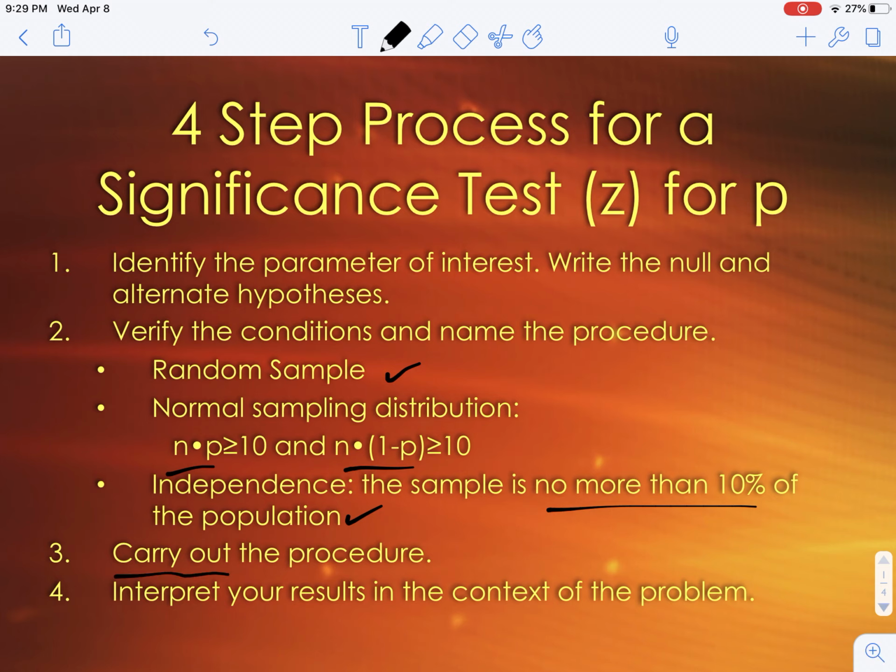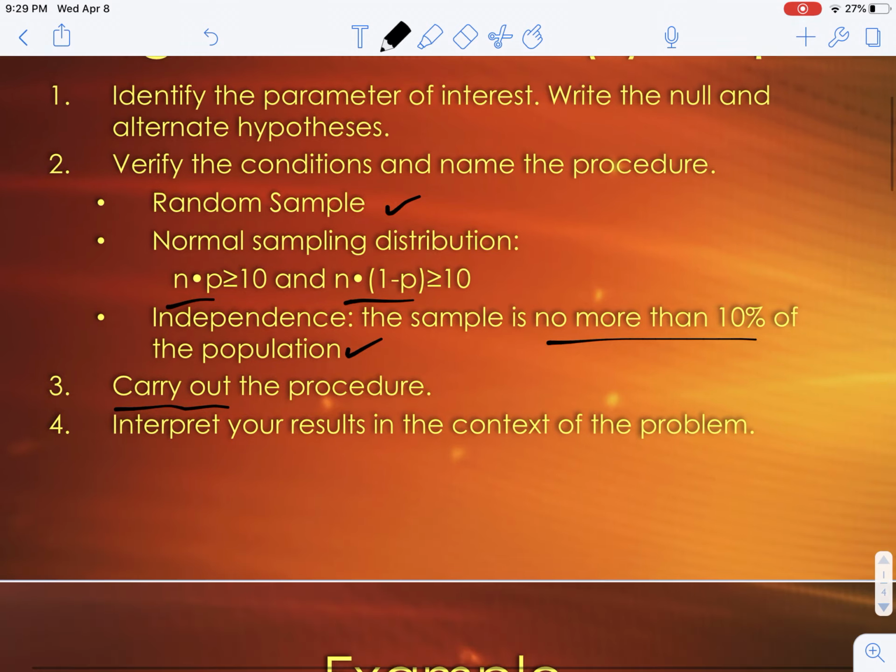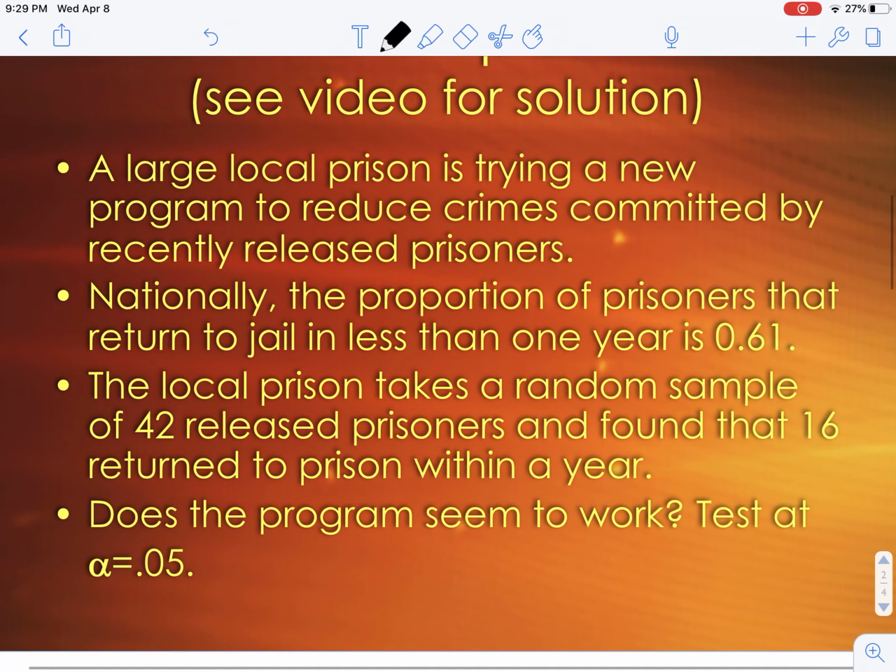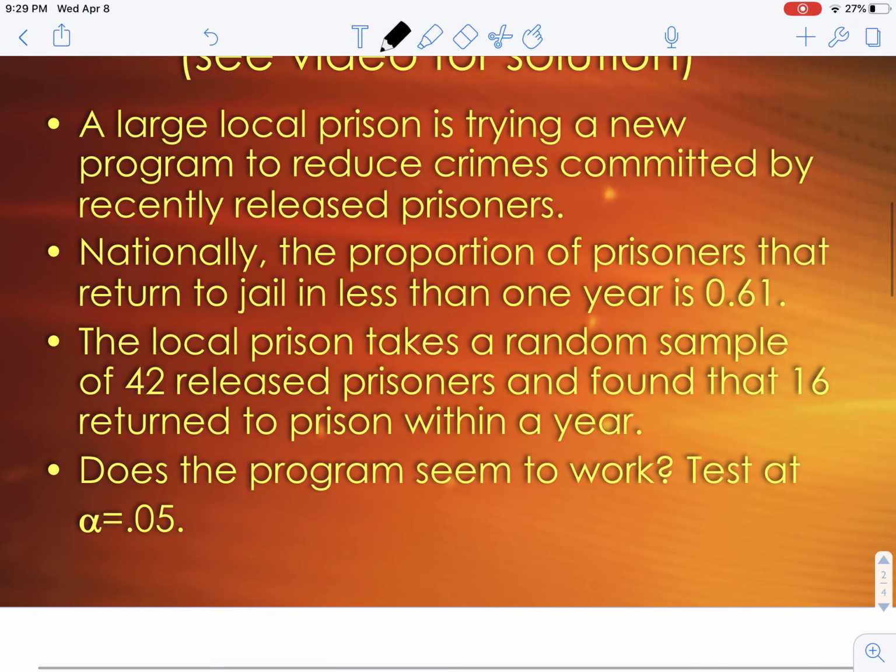Again, I'll walk you through that. And then step four, interpret your results in the context of the problem. All right, so that's your four-step process, and I'm going to apply that now to an example. So I'll read it first, and then I'll go through the four steps.